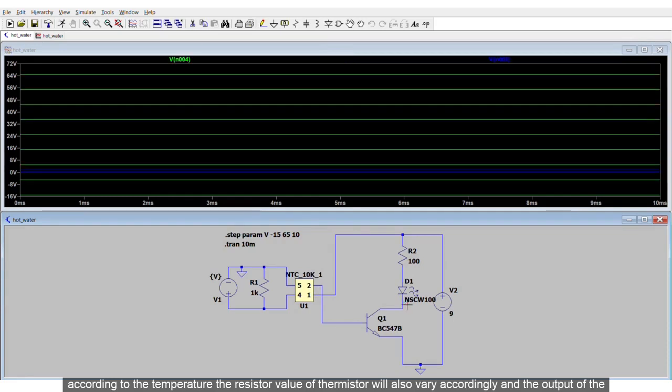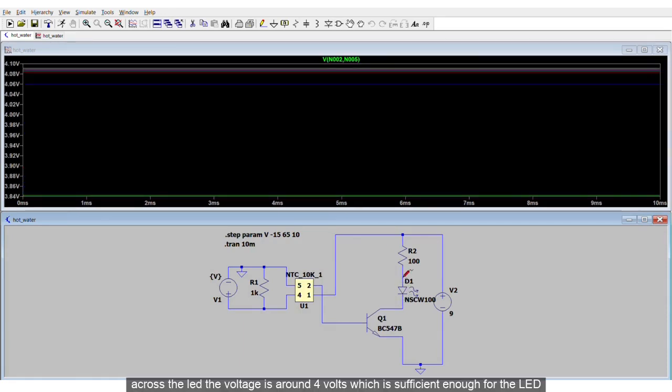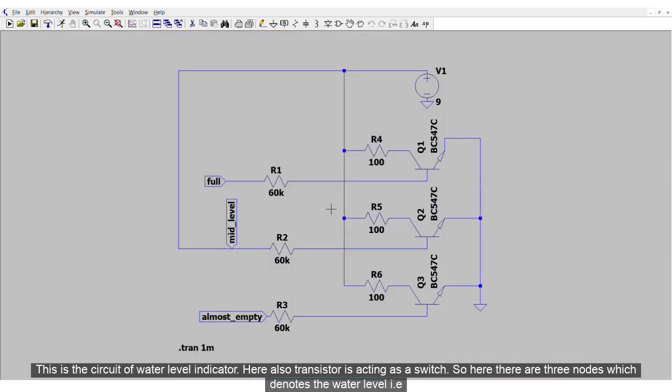At the output of the transistor, we can see that at lower temperature the output is close to 0, and at the higher temperature the output is around 3 volts. So here we can see across the LED the voltage is 4 volts, which is sufficient for the LED to glow. This is the circuit of the water level indicator.